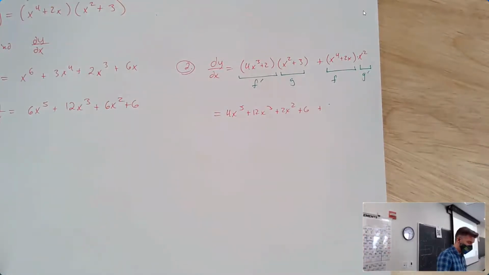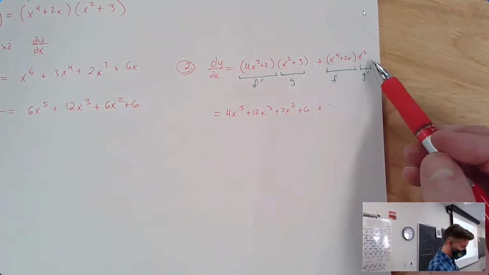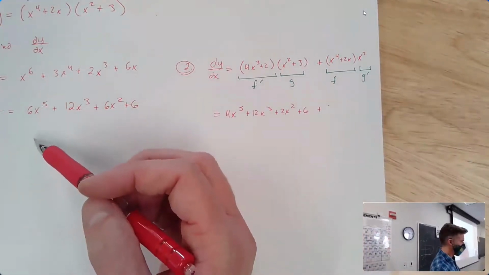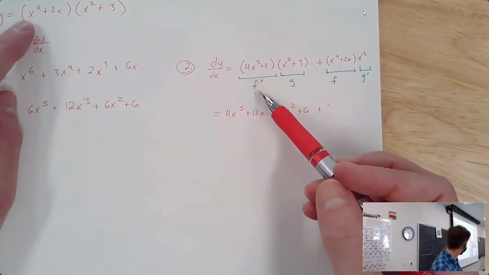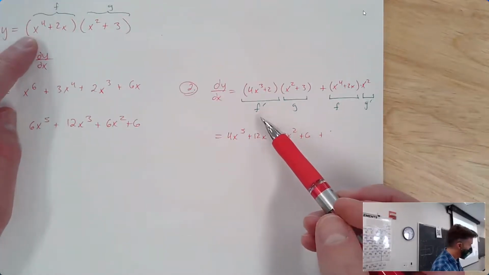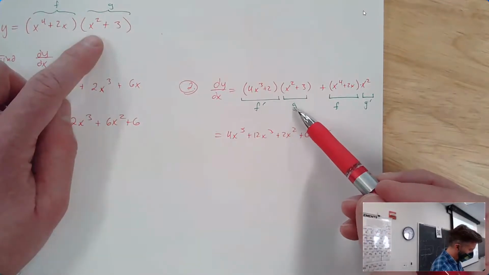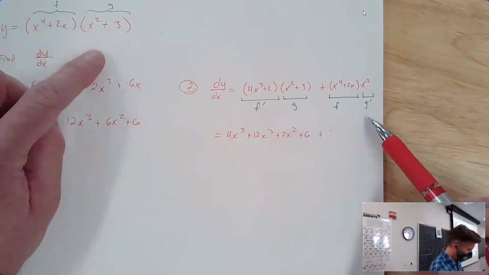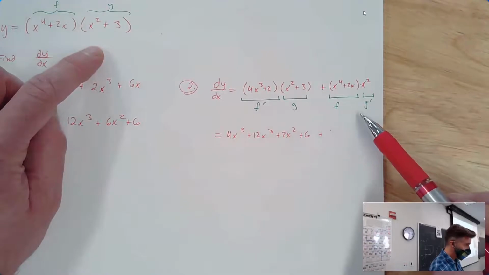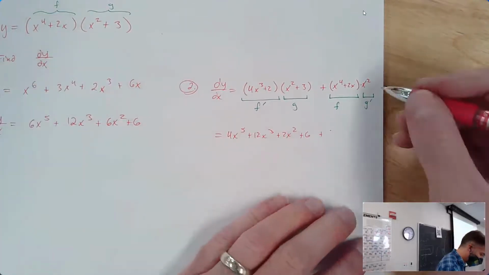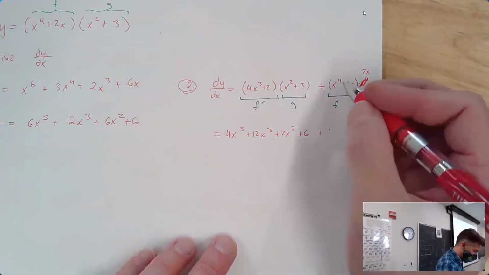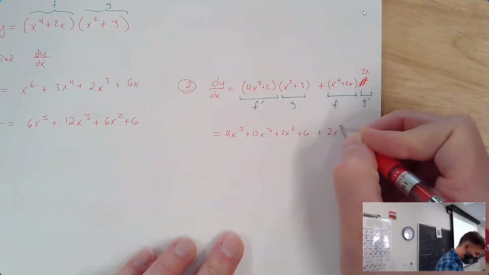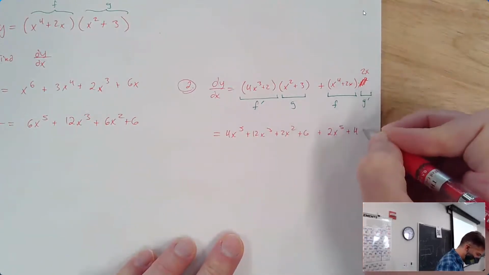So here's what would happen if I kept going. I get an x to the sixth, and I don't have an x to the sixth in my derivative. What did I do wrong? I'm supposed to have, is my f prime right? Yeah, f prime is good. Is my g right? Yeah, g is good. My f's right. Is my g prime right? No, it's not. It should have been 2x. So 2x times x to the fourth is 2x to the fifth, and 2x times 2x is 4x squared.